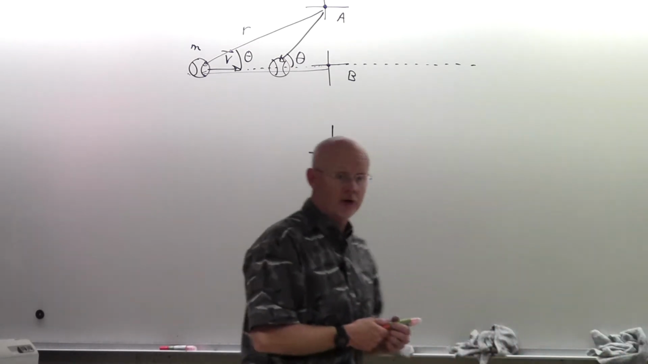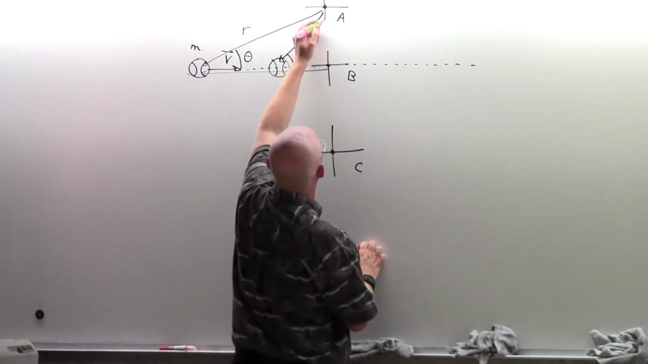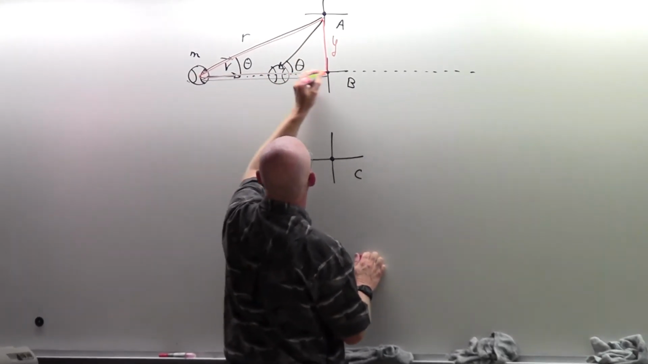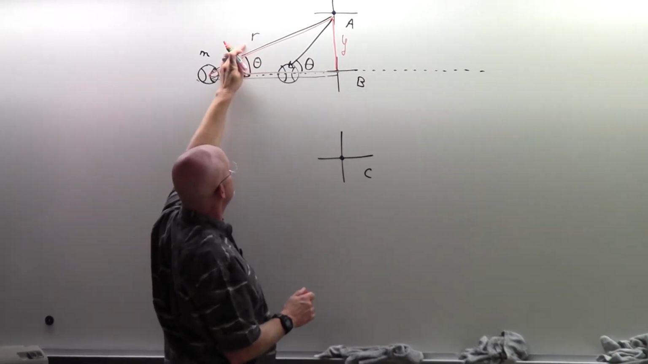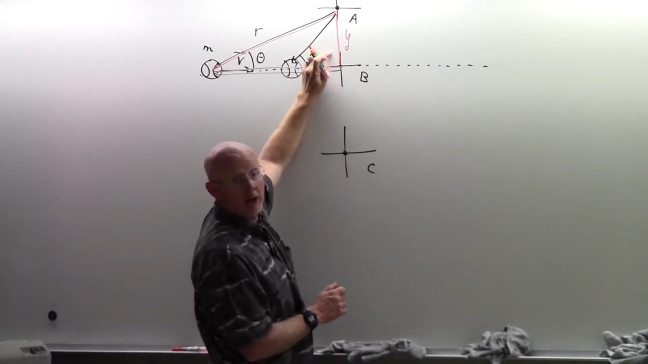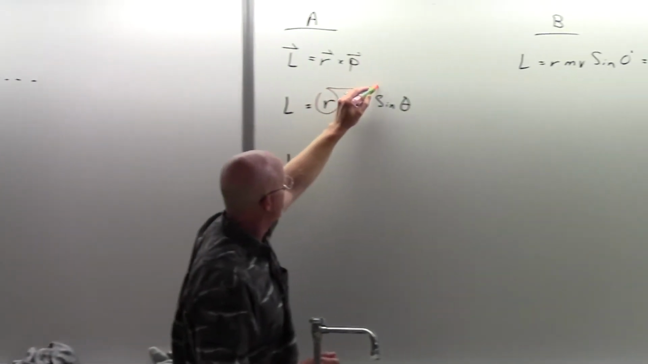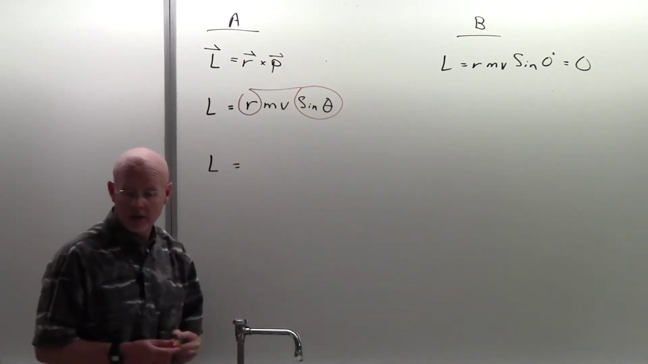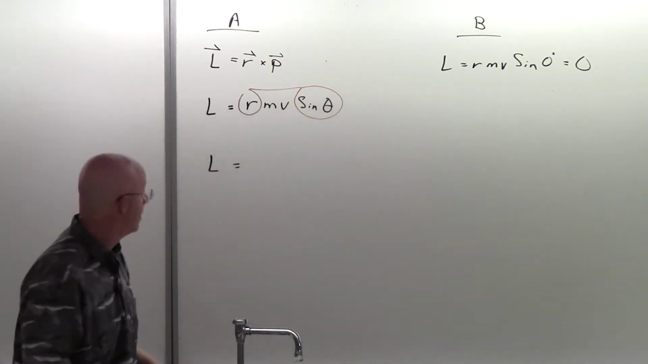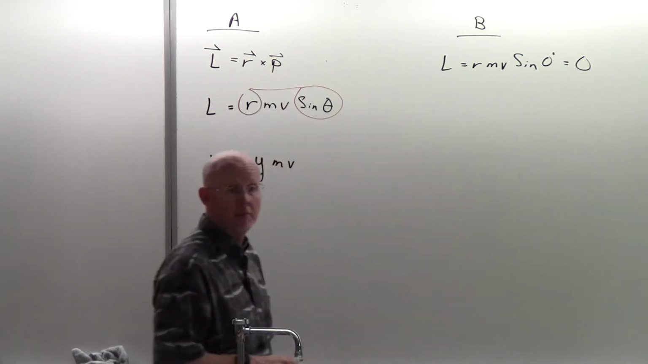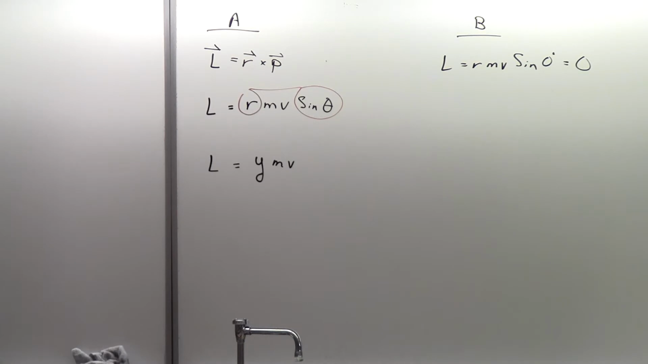Well, how about if I draw a triangle? This right here, let me call Y. Isn't R the hypotenuse? You multiply by sine of that angle, don't you get Y? So that R combined with that sine theta is going to give you Y. And I don't care where the ball is. It always gives you Y, doesn't it?